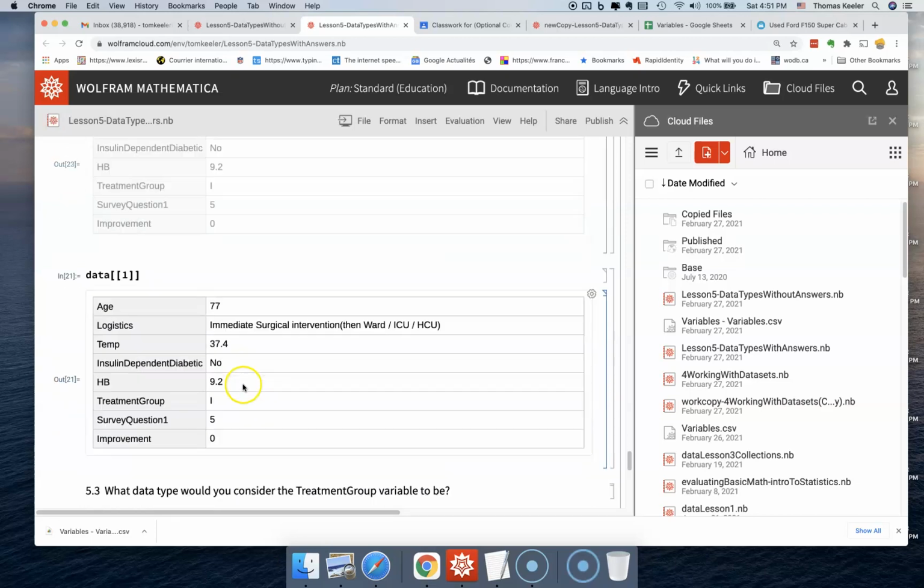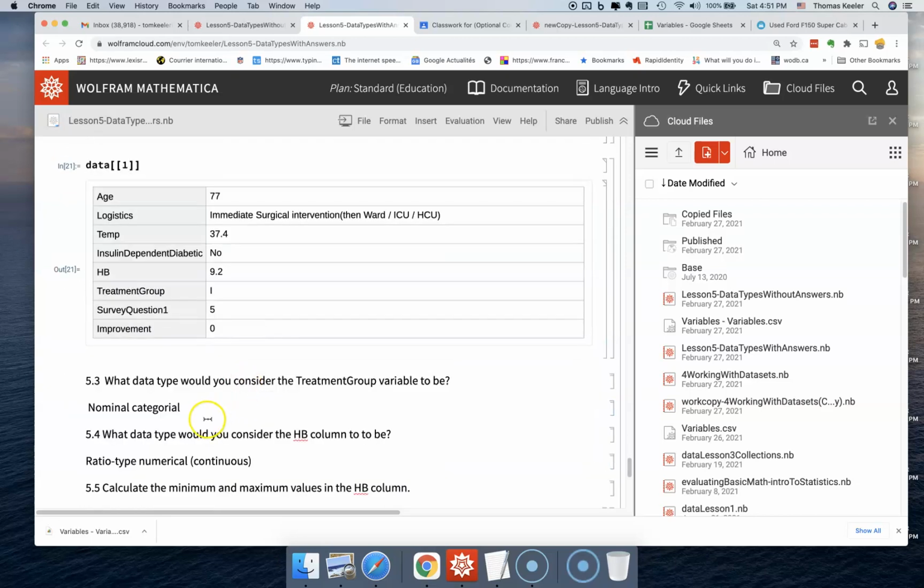Okay, so now the question is, what kind of variable would you consider that to be? So it has a category, right? So we call them 1, 2, and 3, but it really stands for a named category.